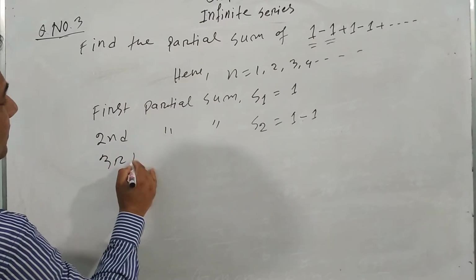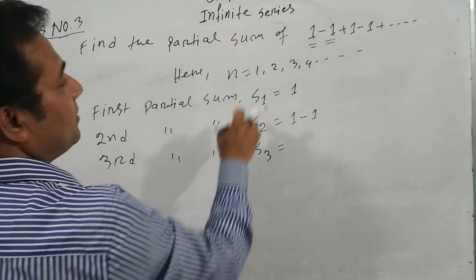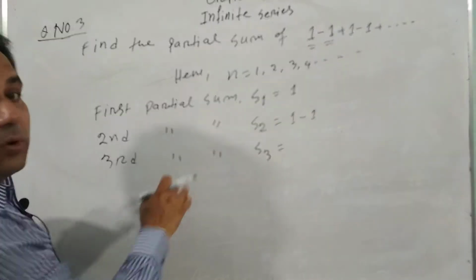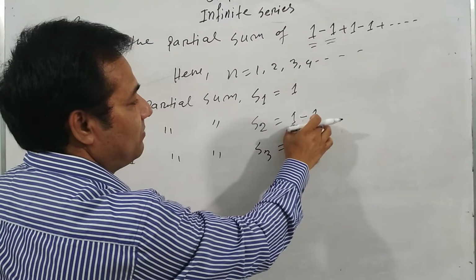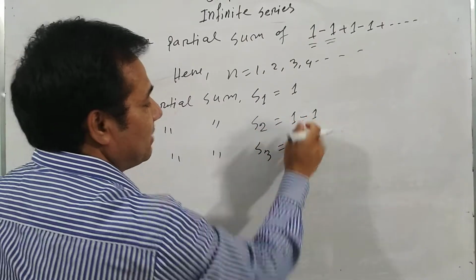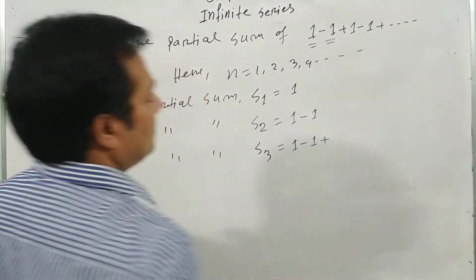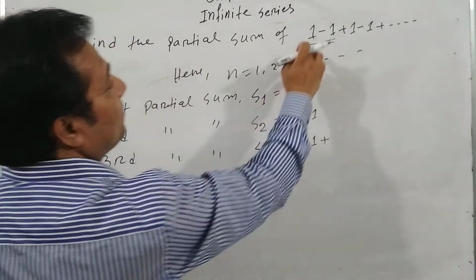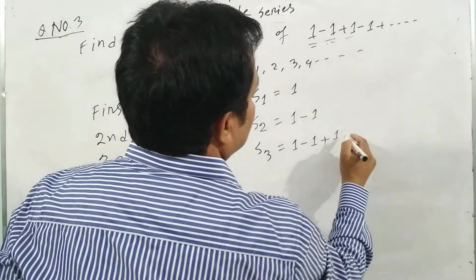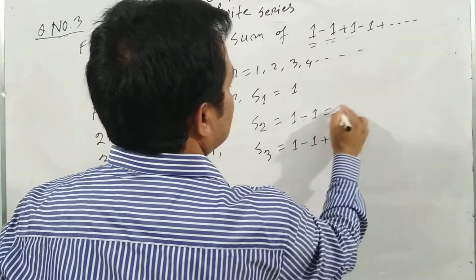Third partial sum S3. Here the value of n equals 3. Third partial sum: we put the value of the second partial sum, 1 minus 1, plus the third term, 1. We have to calculate the value: 1 minus 1 is 0.